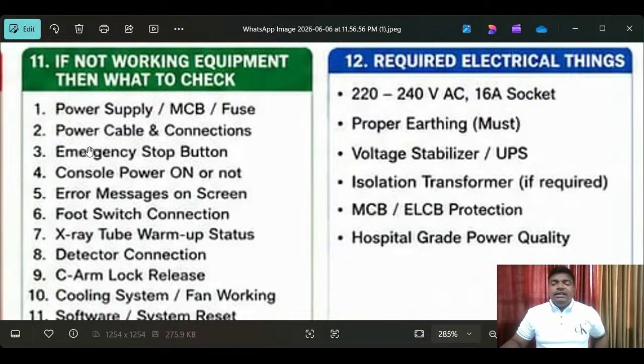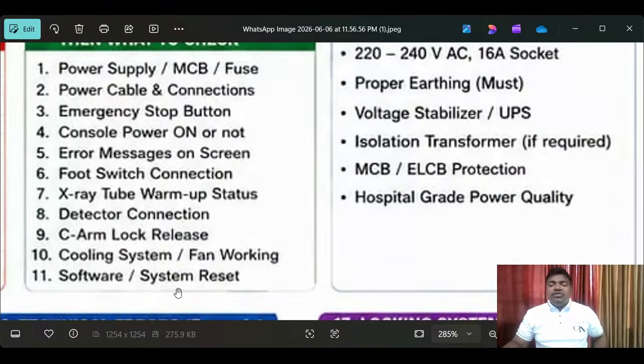Next, the second point is power cable connections. If you get a complaint from the hospital that it is not working, then you have to check all these points. Let me read them out. First, power supply, MCB or fuse; second, power cable and connections; third, emergency stop button; fourth, console power on or not; fifth, error messages on screen; sixth, foot switch connections; seventh, X-ray tube warm-up status; eighth, detector connections; ninth, C-arm lock release; tenth, cooling system or fan working; and eleventh, software or system reset.